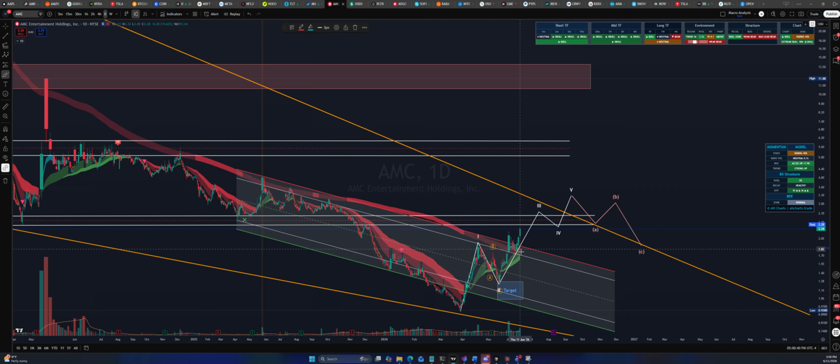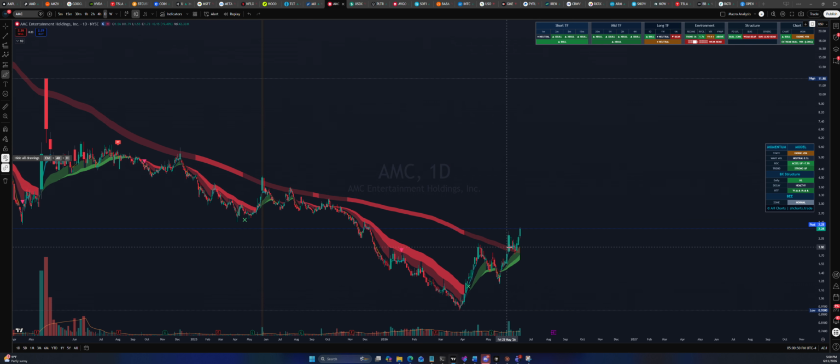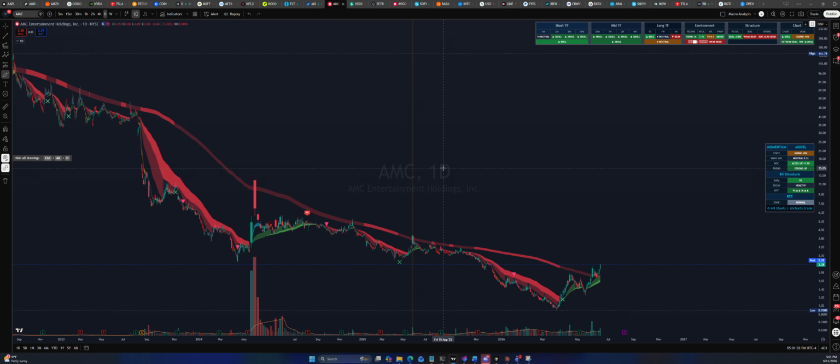Once this band over here has broken above and continued to be green, and this market bias has flipped green and price is above it, once we have all those crosses, I expect to see a squeeze. Maybe a 200-300% squeeze in AMC. That is what I expect.